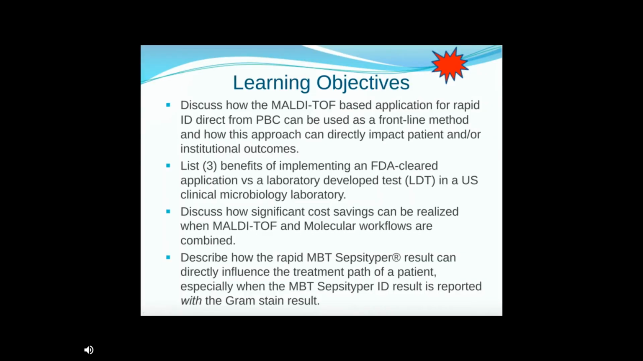So these are some of the objectives that I will be discussing today. We're going to go over the MALDI TOF and how the rapid identification works for positive blood cultures. I'll talk a little bit about the FDA cleared application versus an LTD, laboratory developed test. I will discuss the cost savings for using MALDI TOF and molecular and how it helps with biochemical testing. And I will also describe how the rapid Sepsityper can directly influence the treatment path therapy of the patients.